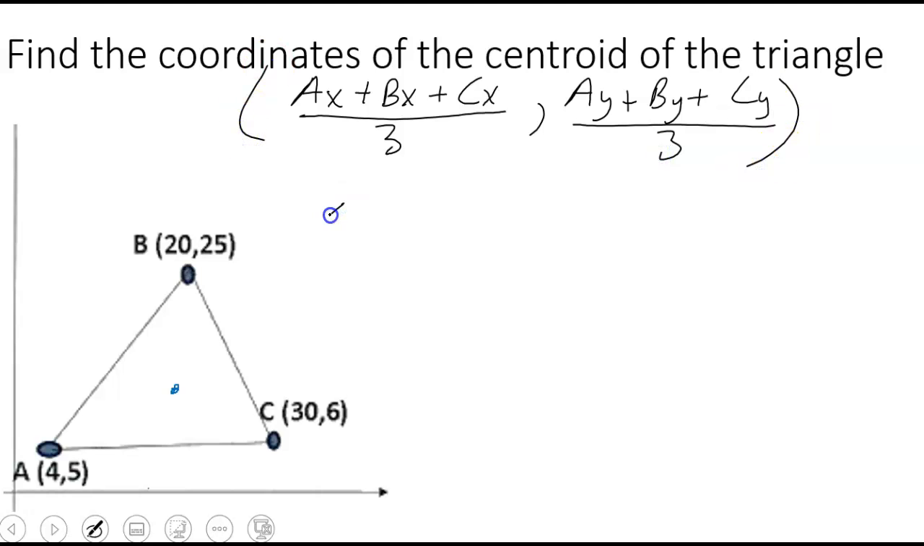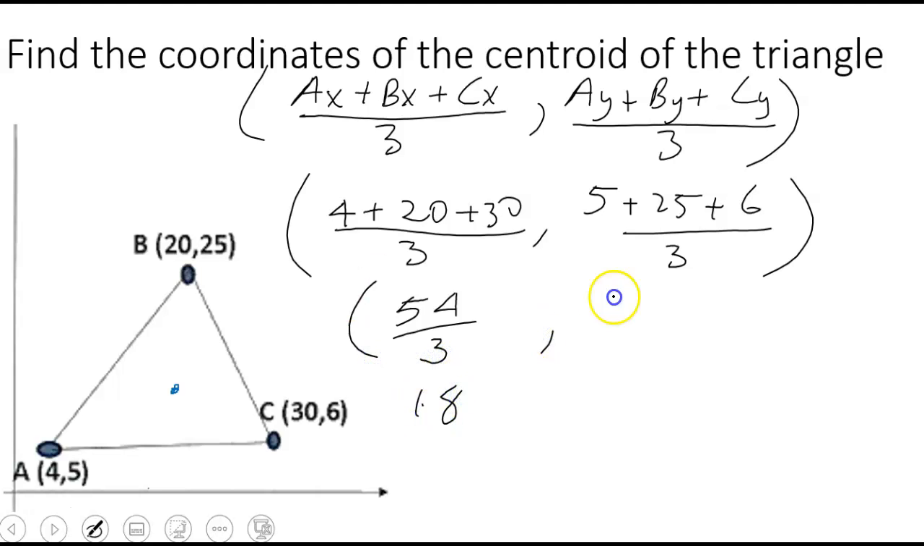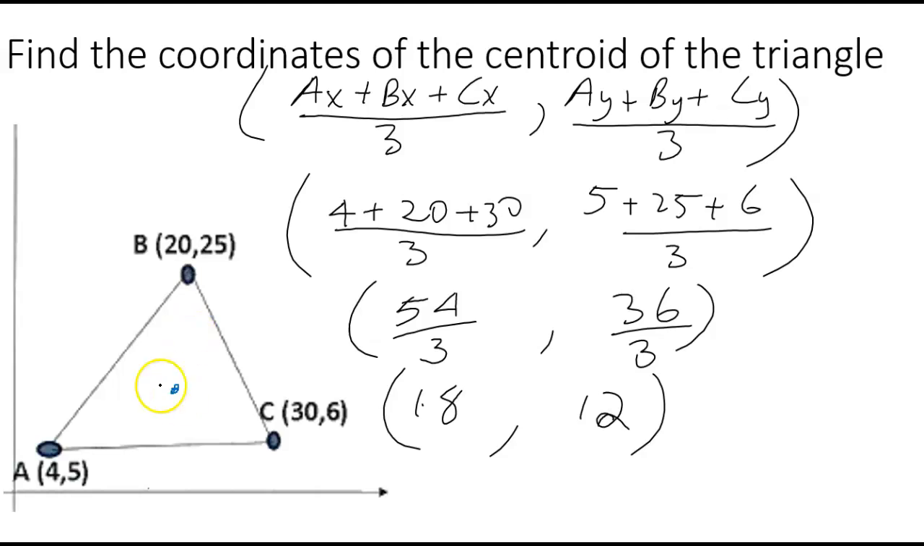So simple. What's that? 4 plus 20 plus 30 over 3. And 5 plus 25 plus 6 all over 3. And just add them and divide. We get 54 over 3, which is 18. And here we get 36 over 3, which is 12. Okay, and that will be our ordered pair for the midpoint, the centroid, which is the midpoint of the triangle. Okay, that's just simple.